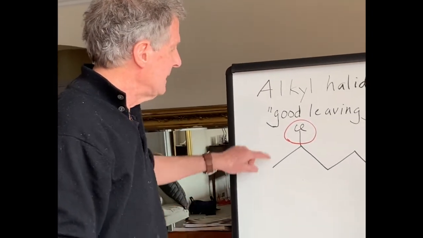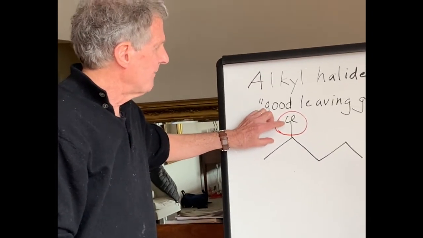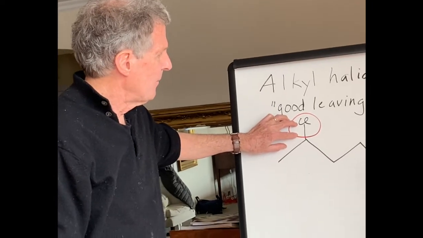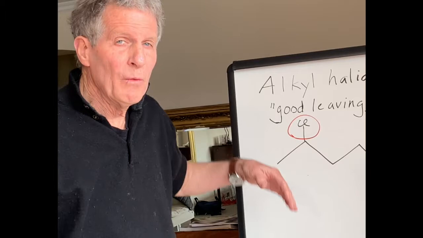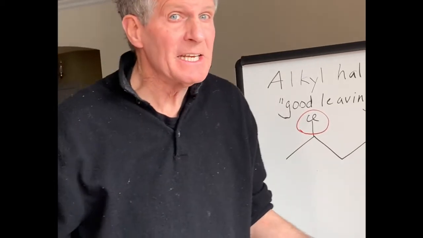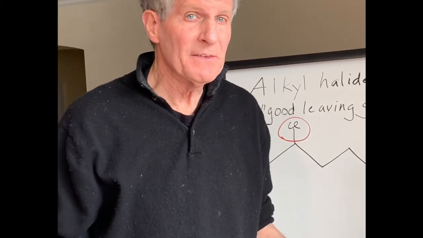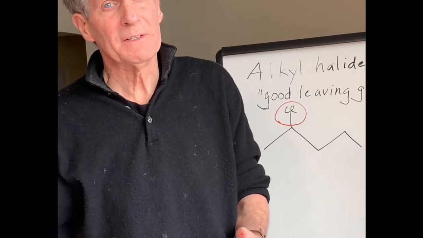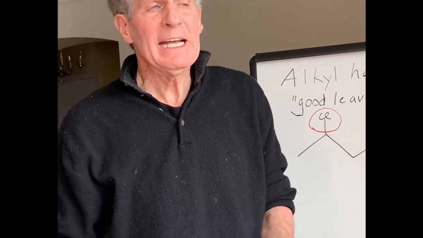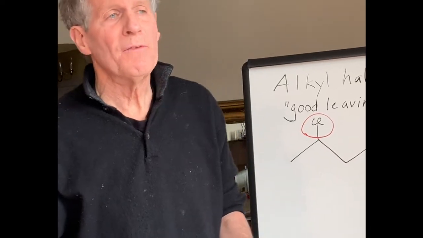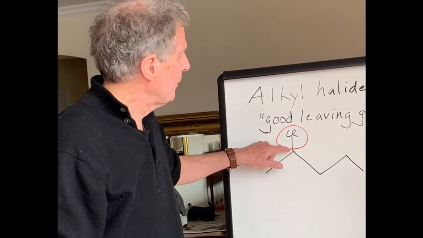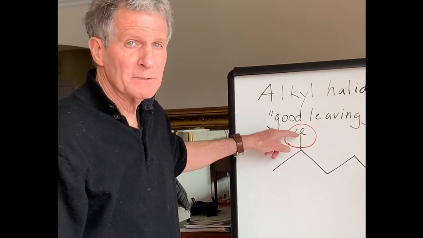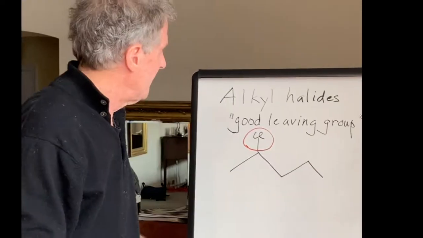I think we might say that the tendency, the willingness of a halogen to accept a negative charge, which is really a measure of its electronegativity, is also a measure of the ease with which it might let go of a carbon, break a carbon to halogen bond, and leave as a chloride.